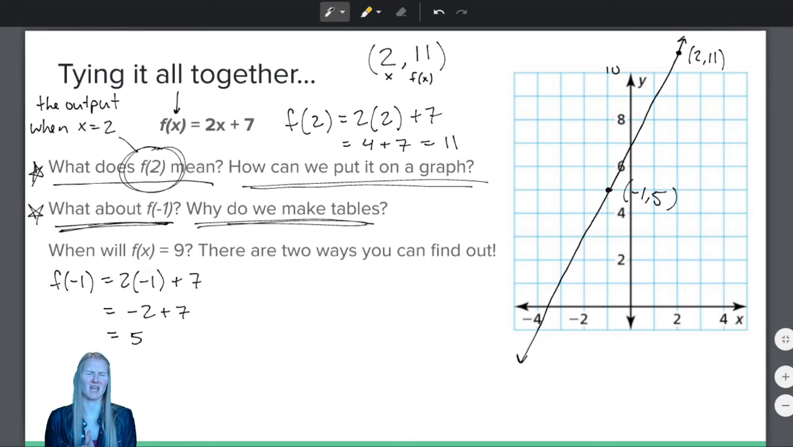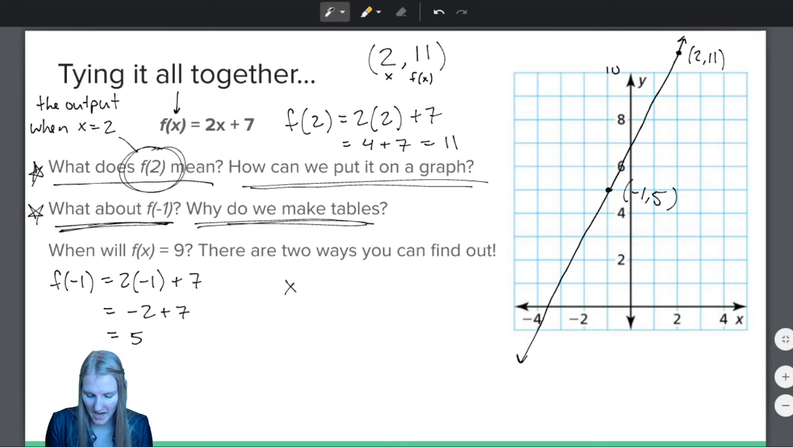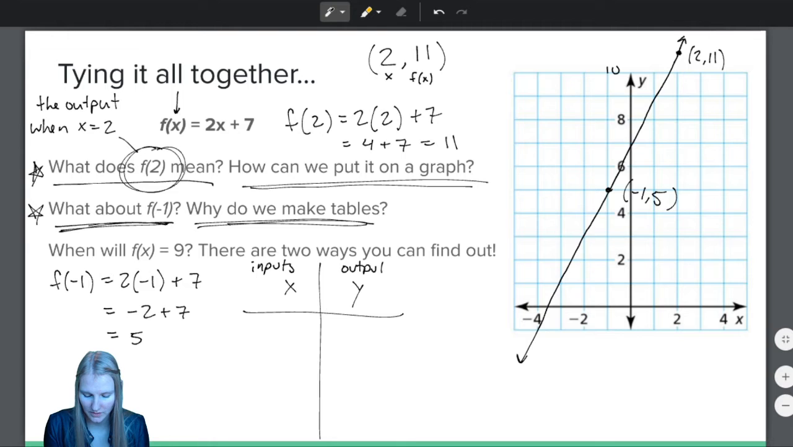Why do we make tables? Remember in the problem yesterday where we were graphing, we made a table of x and y. We made a table of inputs and outputs. Now remember, when we're using function notation, the outputs are f of x. If you want to keep y on your table, it doesn't really matter. But when we're using function notation, technically we say f of x instead of y.